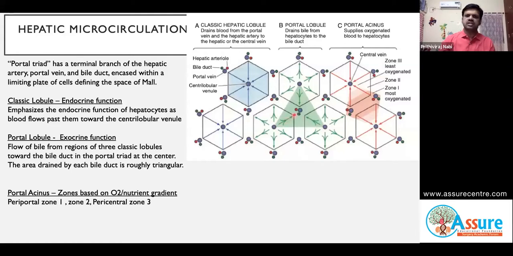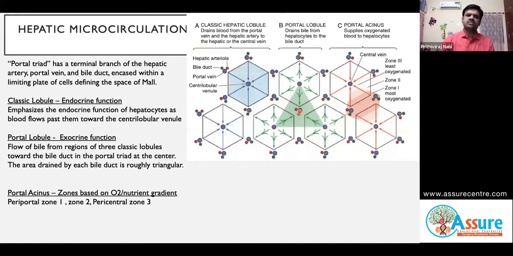So from here, it is draining into the bile duct. It is the reverse. Actually, the flow of artery and vein is in this direction, but the flow of bile is in the reverse direction. And the area drained by a portal lobule is roughly triangular in shape. So the portal lobule is based on bile flow.